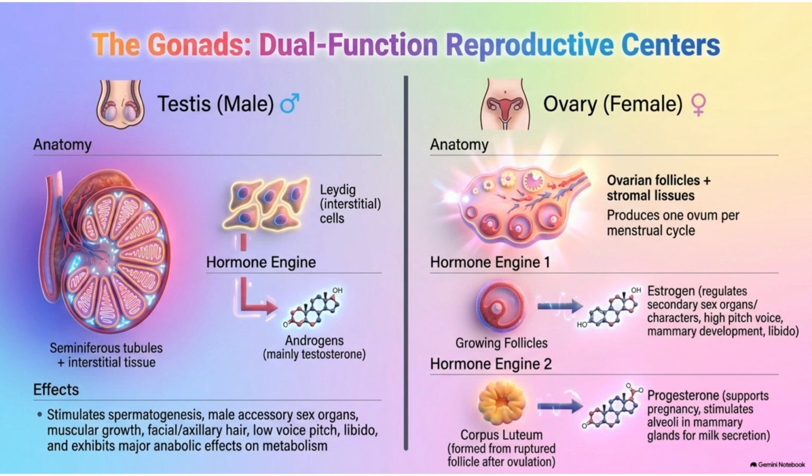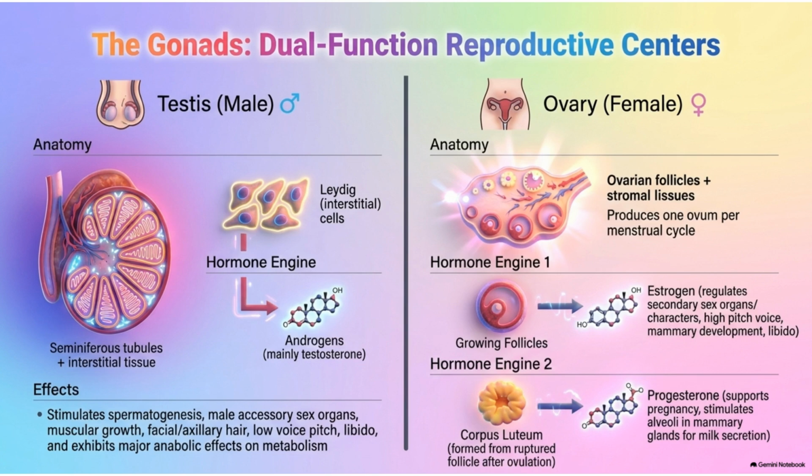The main androgen is testosterone. Androgens regulate development of secondary sexual characters. Androgens promote maturation and functions of male accessory sex organs, like epididymis, vas deferens, seminal vesicles, prostate gland, and urethra. Androgens stimulate muscular growth, facial hair, axillary hair, aggressiveness, low-pitched voice, spermatogenesis, sexual behavior, and libido. Androgens produce anabolic effects on protein metabolism and carbohydrate metabolism.